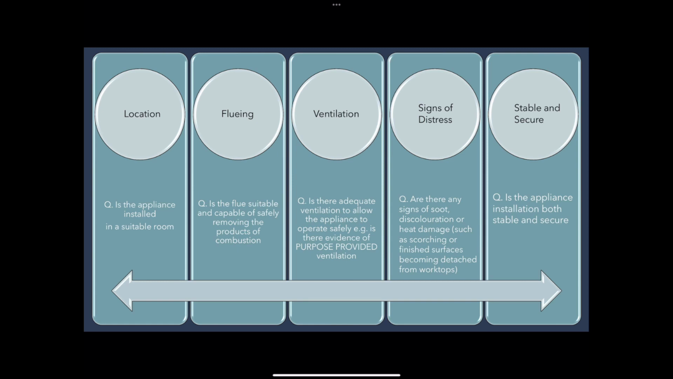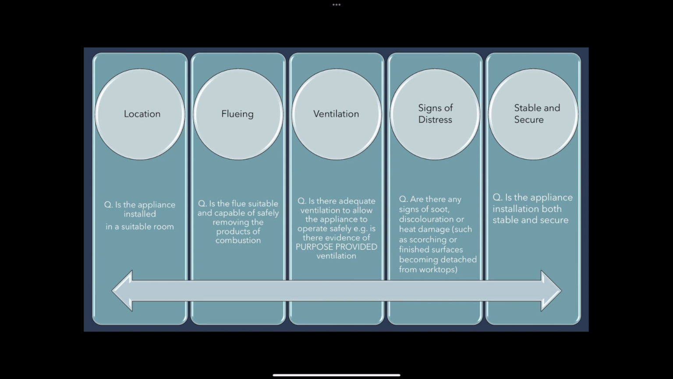Then look at ventilation. Is there adequate ventilation to allow the appliance to operate safely? For example, is there evidence of purpose-provided ventilation if it's required for that appliance? Then you look for signs of distress. Are there any signs of soot, discoloration, heat damage, or any surfaces round the appliance that are touching the appliance or near the appliance suffering with any heat damage or anything like that?